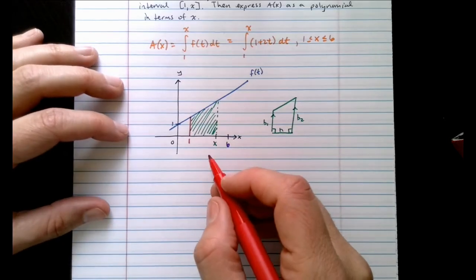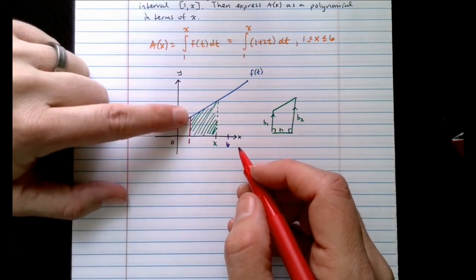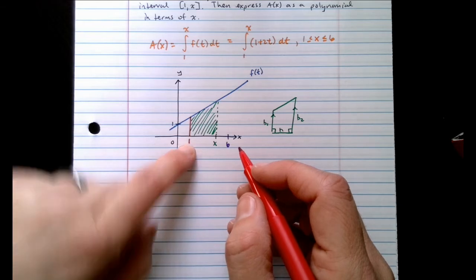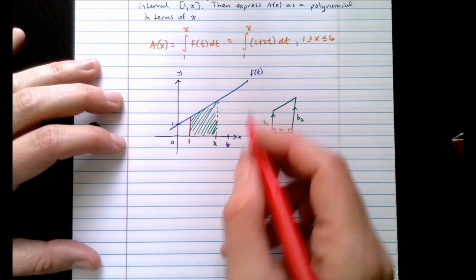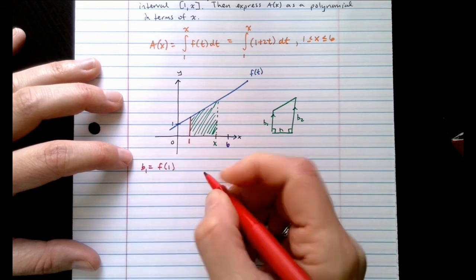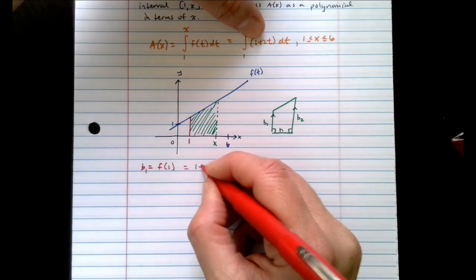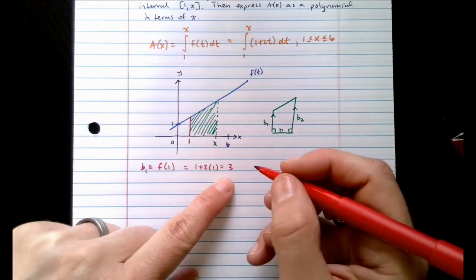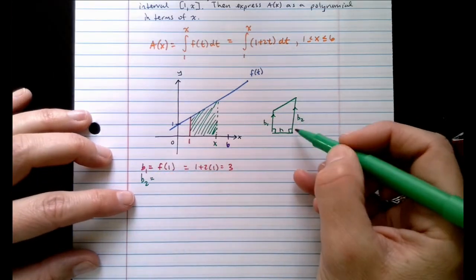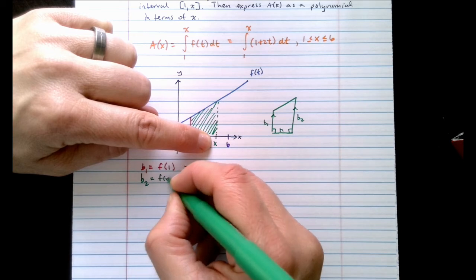So now let's start calculating the dimensions of our trapezoid. Base 1, that length, is based off of the input of 1 into our f of t function. So base 1 is equal to f of 1, which equals 2. Remember, f is 1 plus 2t. Base 2, right here, is whatever the function is evaluated at x.